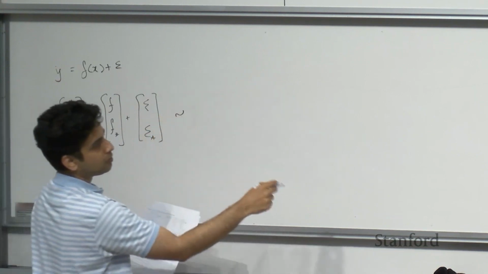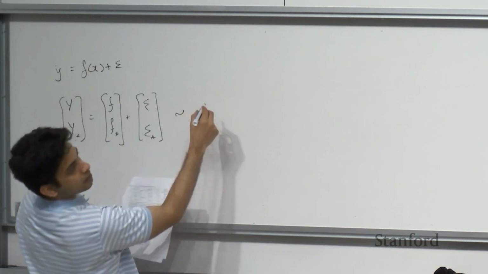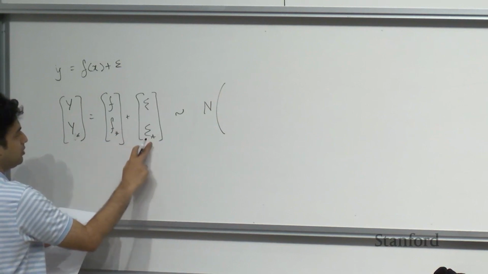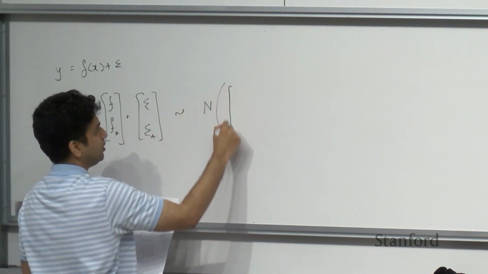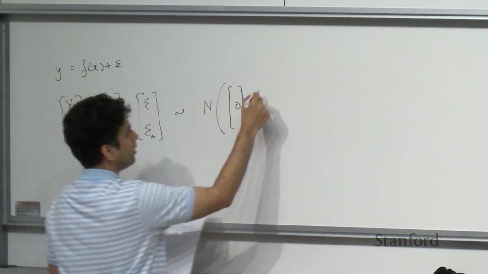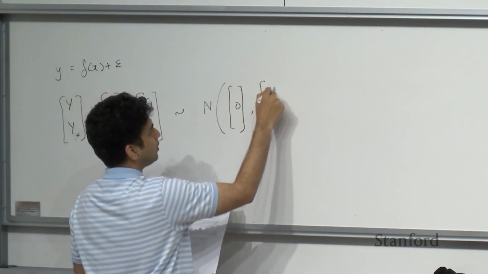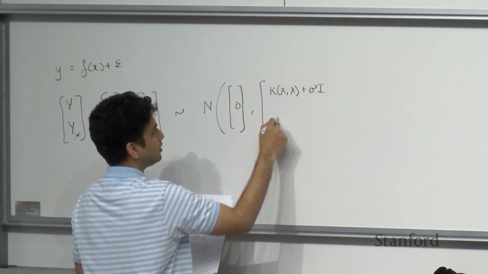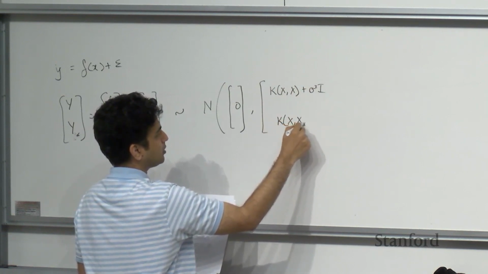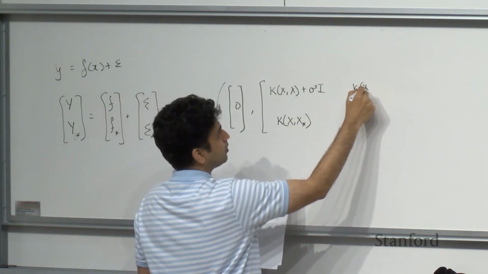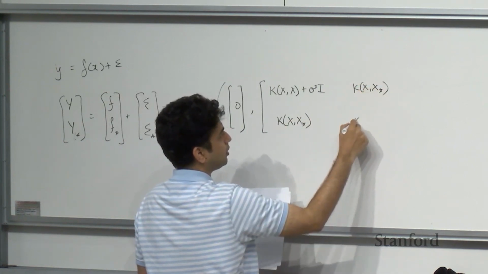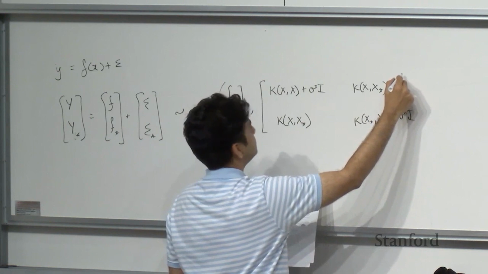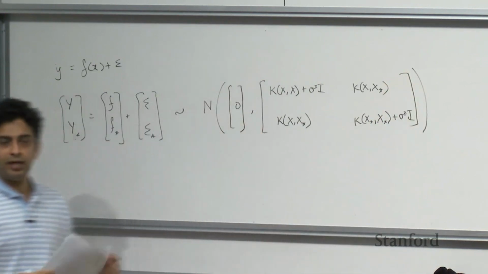And this is now distributed as a normal distribution where the means of f's were 0, the means of our errors were 0, so we are still at 0 here, but the covariance matrix is now k of x star plus sigma square I. Right? Any questions on this?